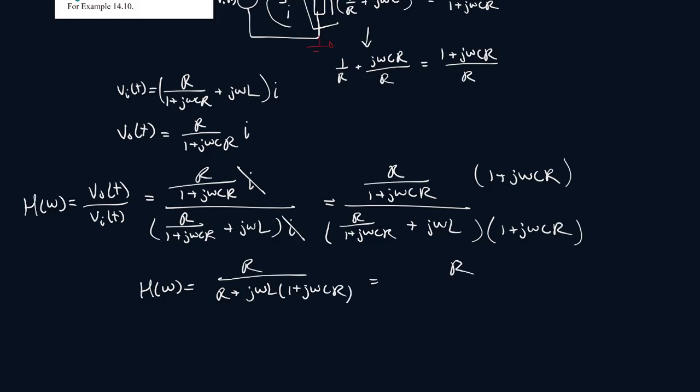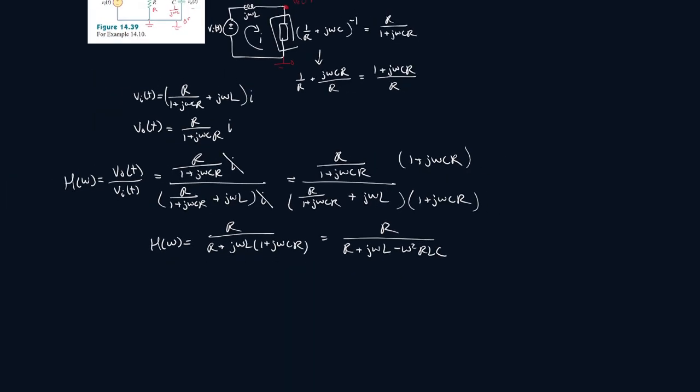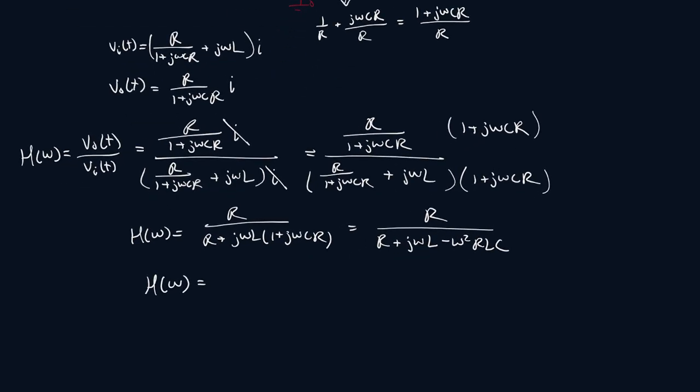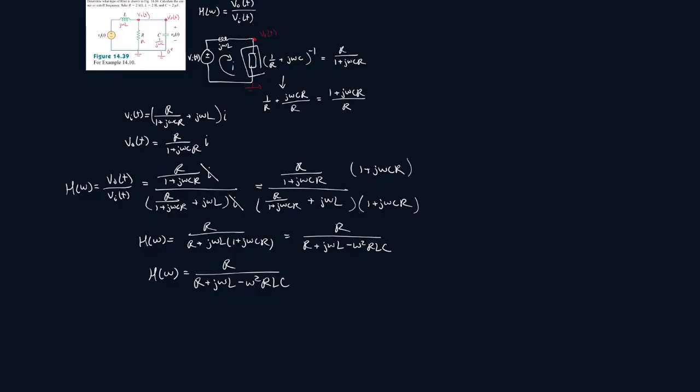And this will be equal to R all over R plus jωL minus ω squared RLC. Okay, so this is pretty much what our transfer function is equal to. Now, this is how we're going to determine our filter type.